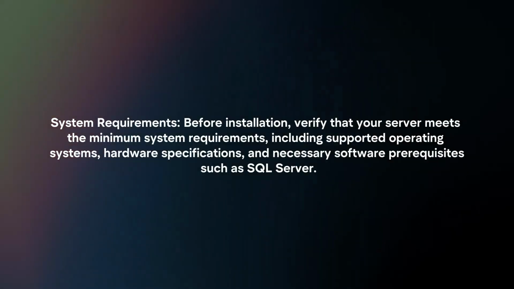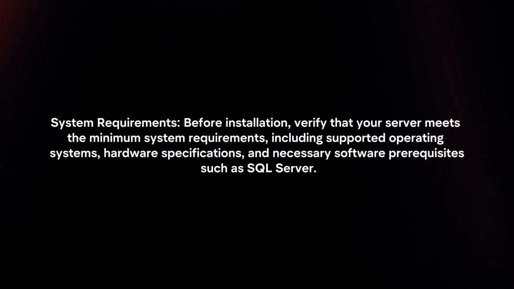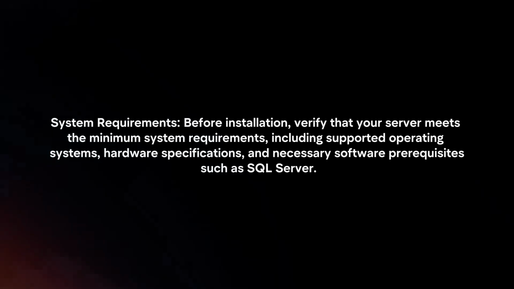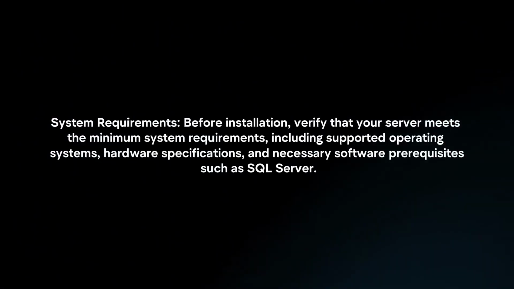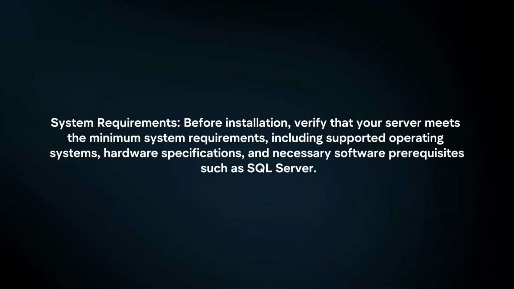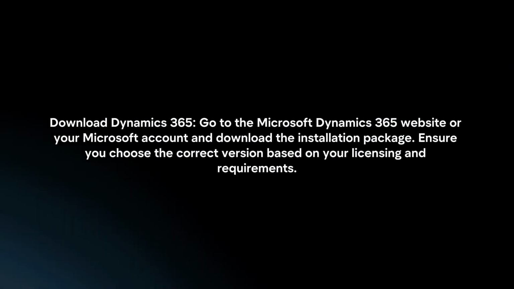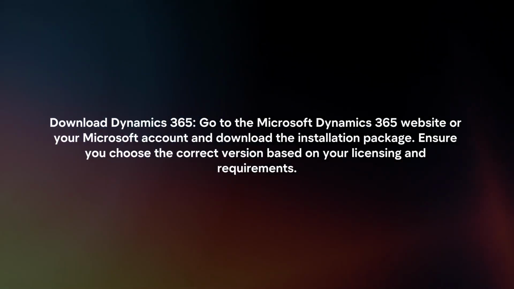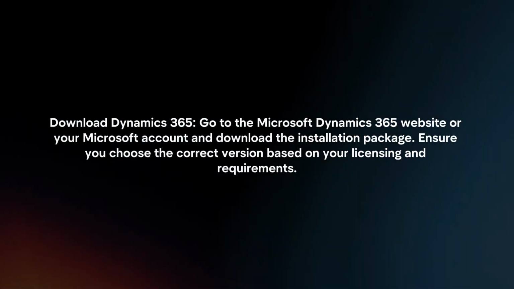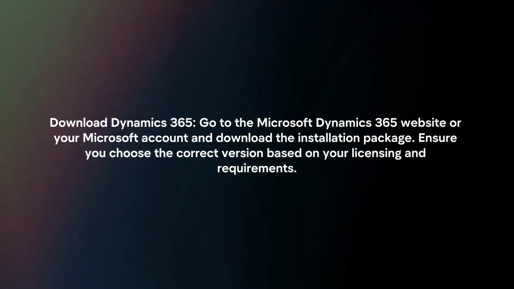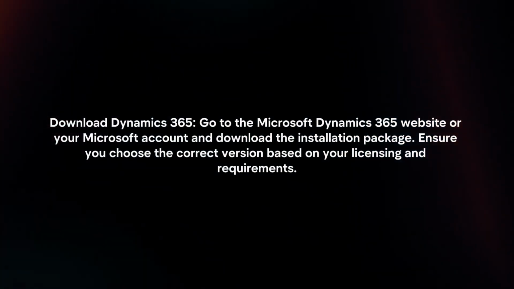System requirements. Before installation, verify that your server meets the minimum system requirements, including supported operating systems, hardware specifications, and necessary software prerequisites such as SQL Server. Download Dynamics 365. Go to the Microsoft Dynamics 365 website or your Microsoft account and download the installation package. Ensure you choose the correct version based on your licensing and requirements.